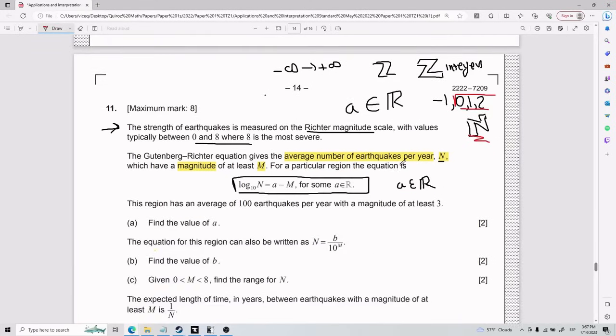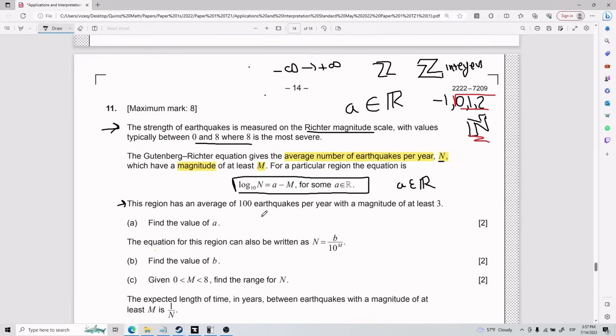Alright, so that was just a quick lesson on what that means. So a has to be a real number, okay? So it can be 0.4, it can be stuff like that, alright? Yeah, let's see what happens. This region has an average of 100 earthquakes per year with a magnitude of at least 3, and we need to find the value of a.